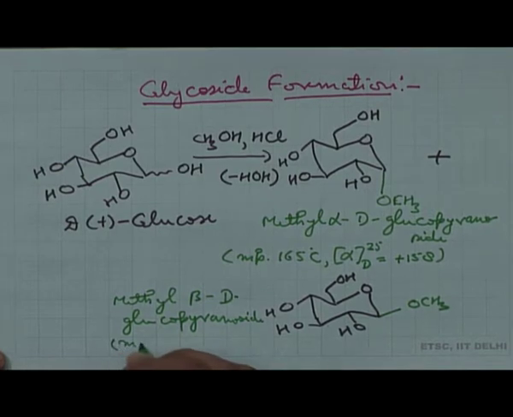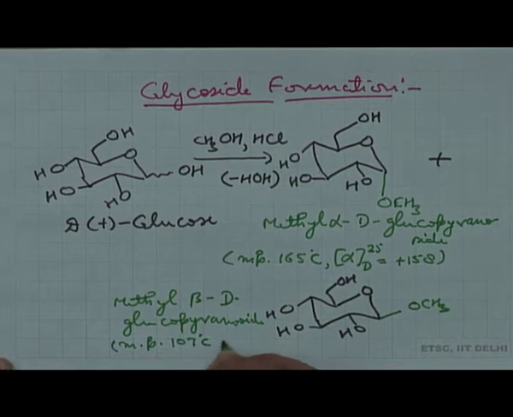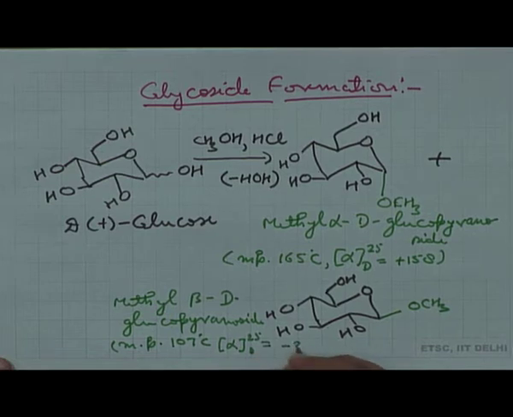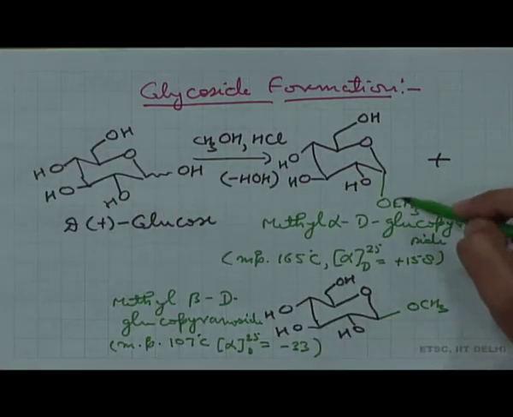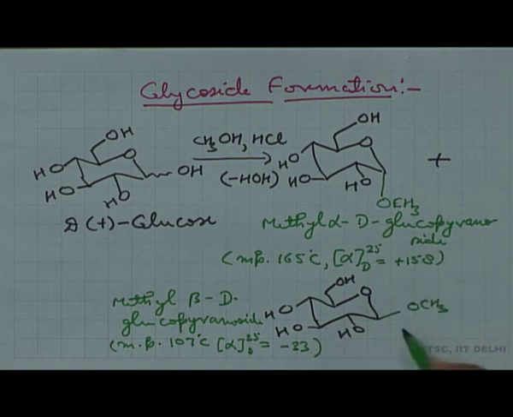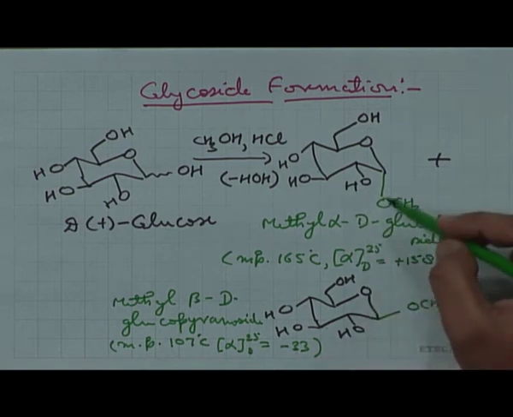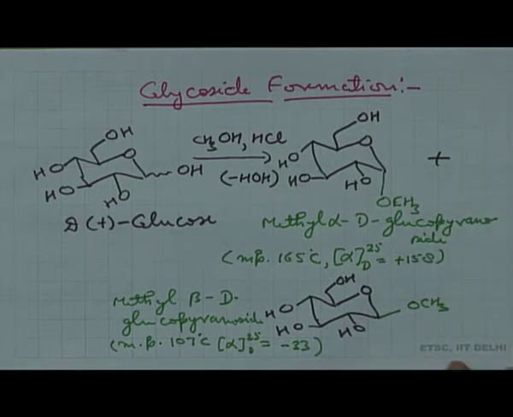Melting point is 107 degree centigrade and specific rotation is negative 33. Now, you can see that both molecules have formed from the same starting material. The only difference is the position of the OCH3, the methoxy group. In alpha D glucopyranoside it is axial, and in beta D glucopyranoside it is equatorial.